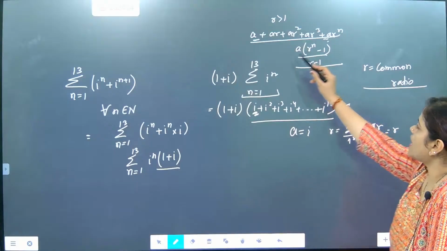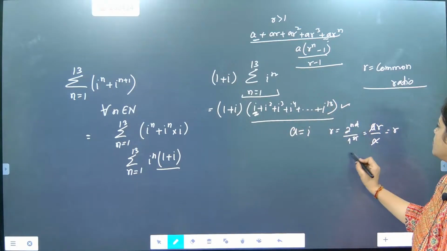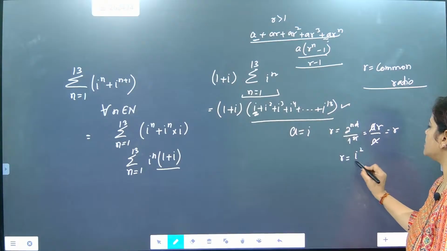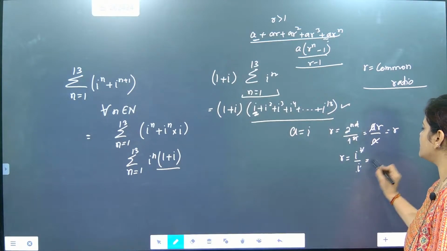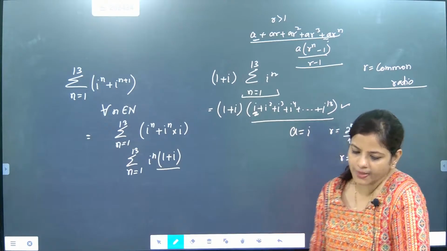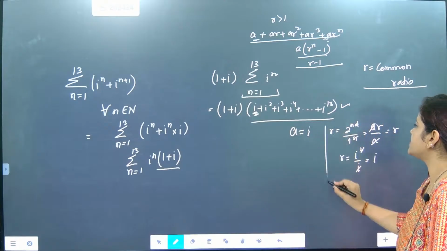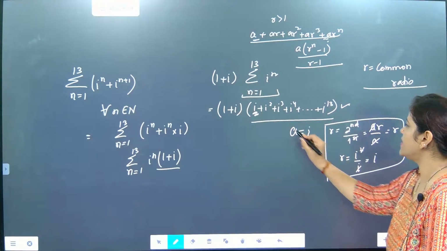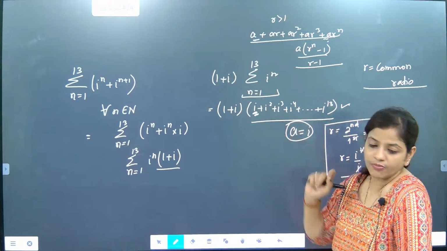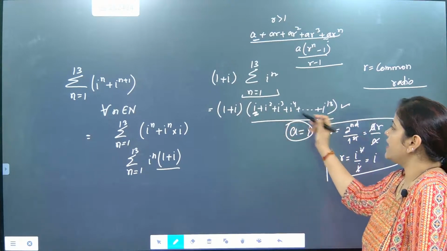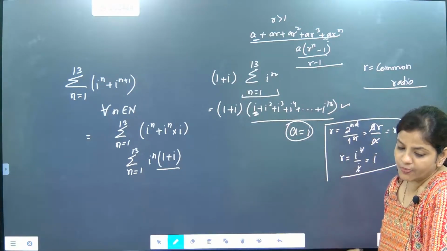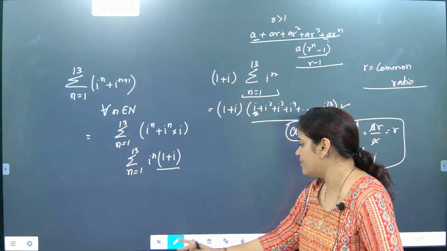So what is R here? If I want the ratio, it will come as i squared by i. After cancellation it is coming as i. So R is coming as i, and A is also coming as i. Now we are going to implement this. For making it short, what I have implemented is the sum of a GP.